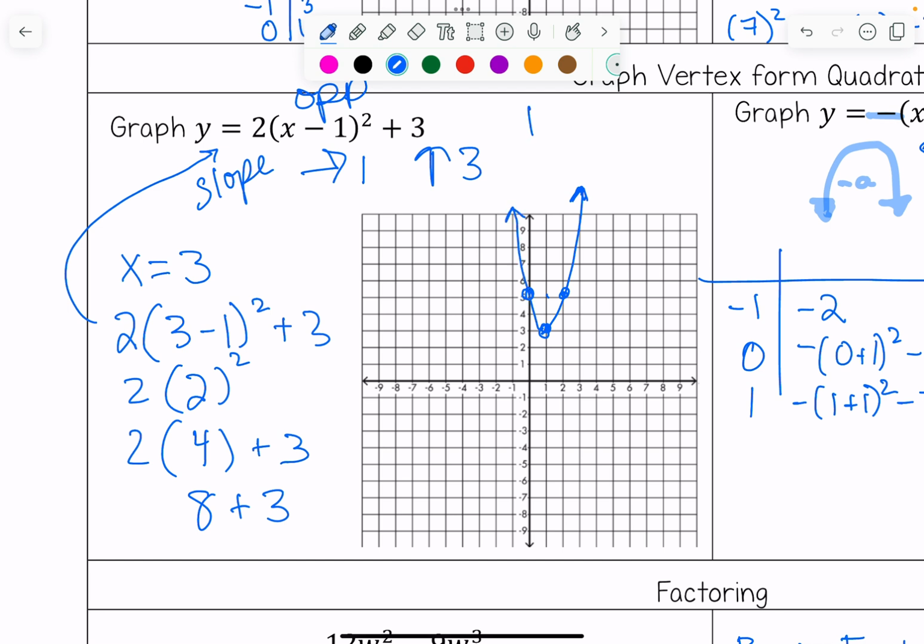Our domain, just in case you're wondering, is all real numbers, and our range is y is greater than what value? Y is greater than this value here. So we're going to go right here. So let's go ahead and plug that in. That's y is greater than 3.